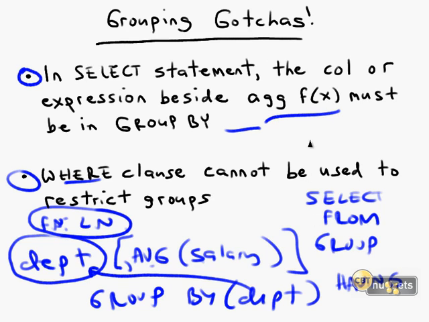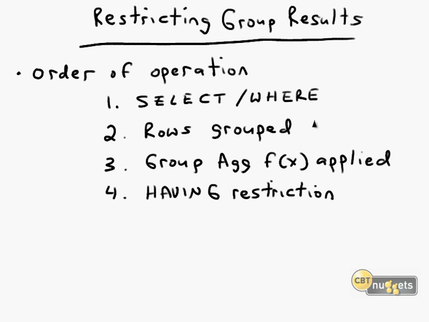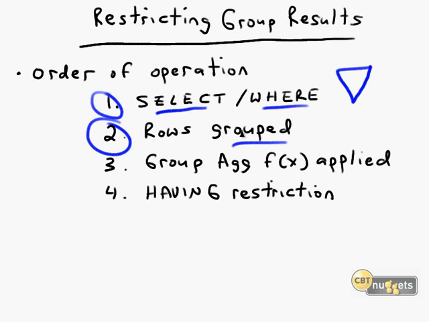So think about it in your mind like this. Where is used to perform an initial row filter. Group by is used to perform a group level filter. Therefore, to restrict group results, this is the order of operation. First, we have our initial select, optionally a where clause that kind of funnels down the number of rows that are to be grouped. In the second stage, the rows are going to be grouped according to whatever your group by expression states. Third, the aggregate function is applied to those remaining rows, average salary, min salary, max grade, and so forth.